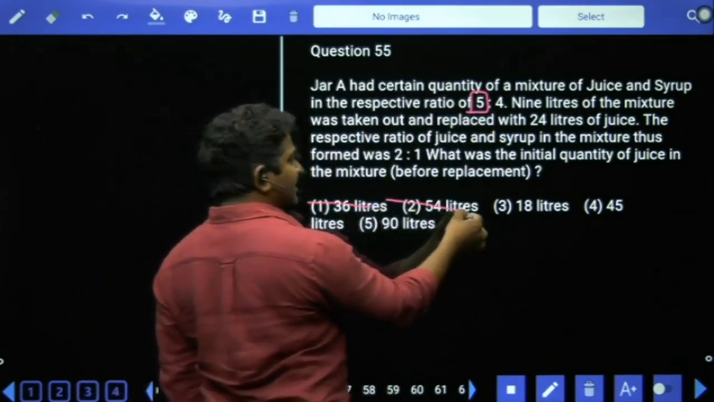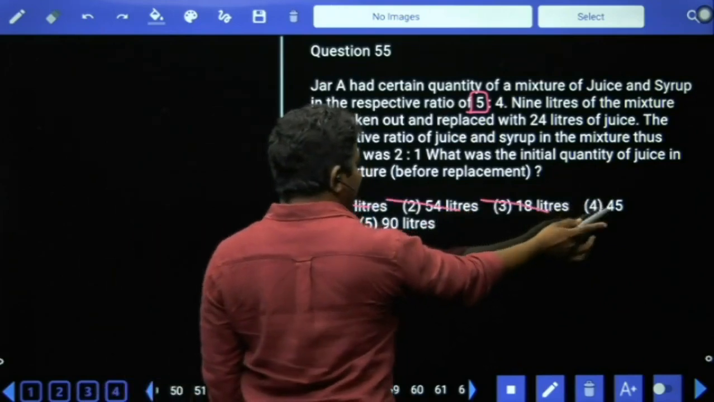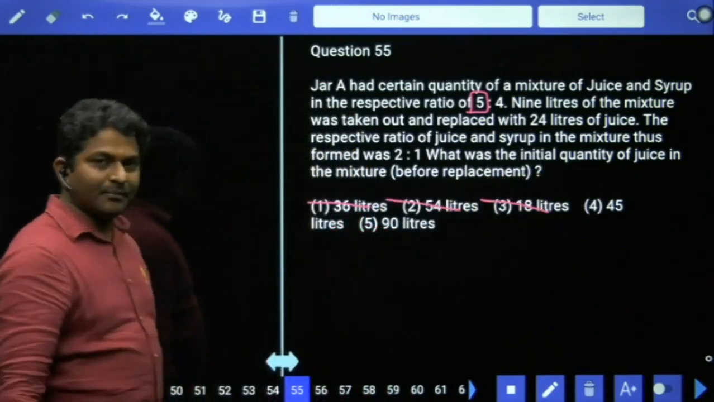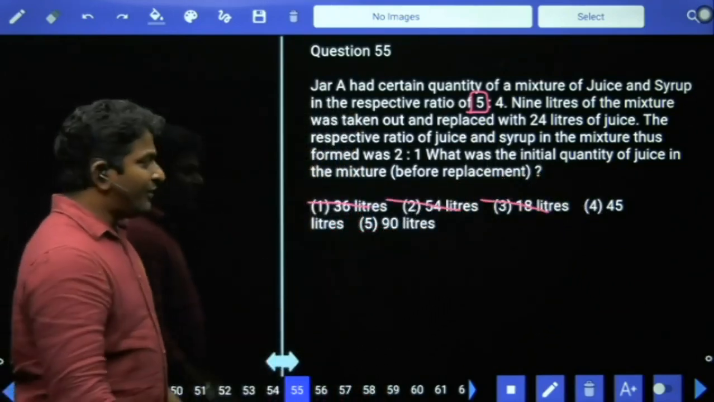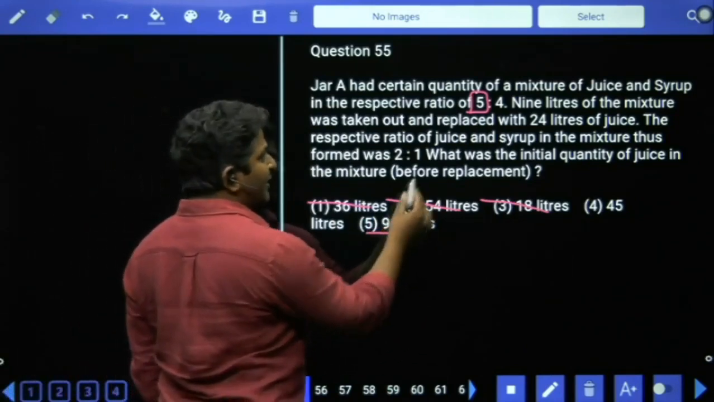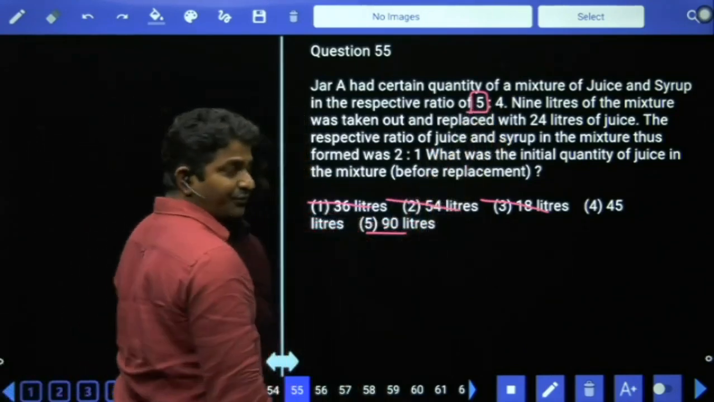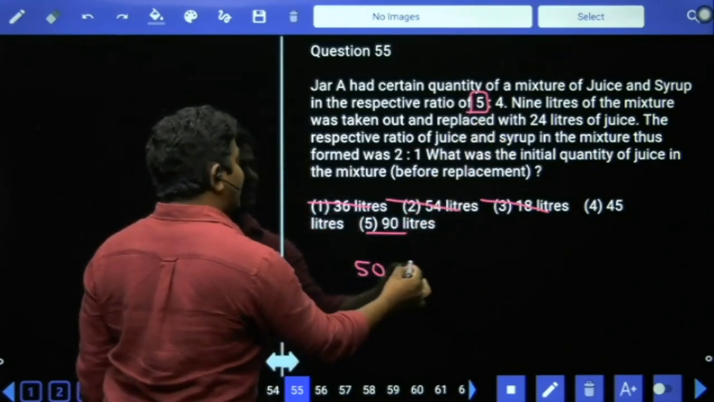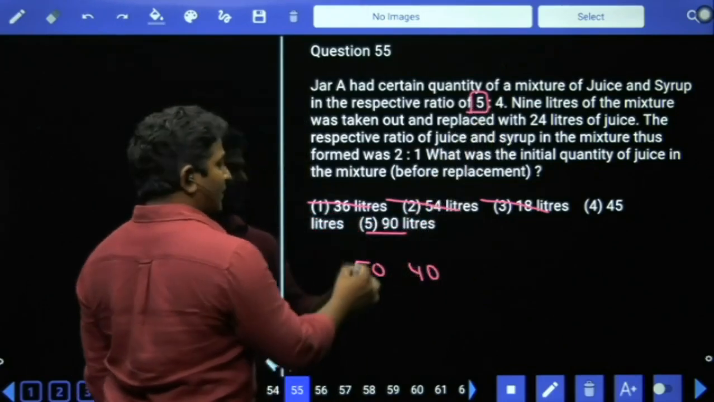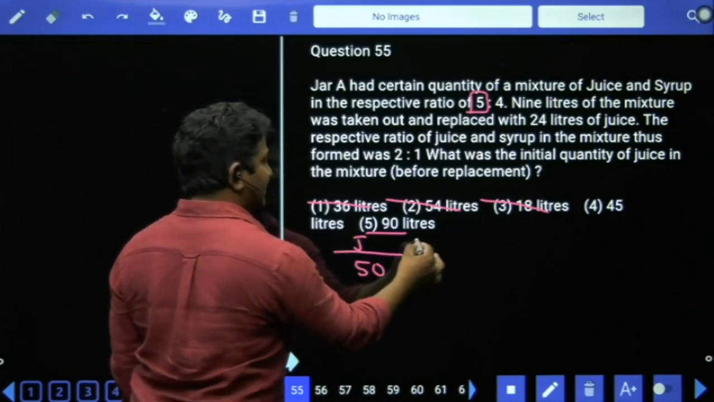This cannot be your answer. The answer is either 45 or 90. You may start with any number. For simplification purposes, let us start with 90. If 90 is divided in the ratio 5:4, 50 liters and then 40 liters will be there. This is juice and this is syrup.